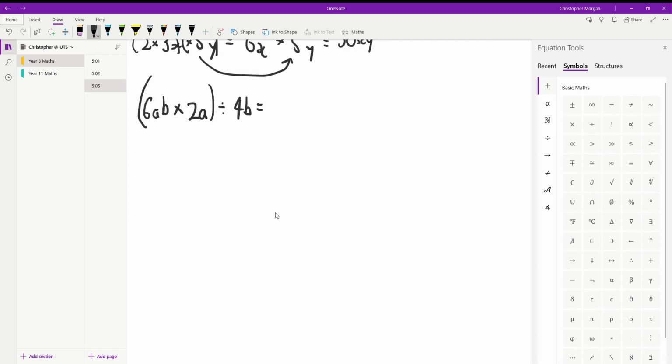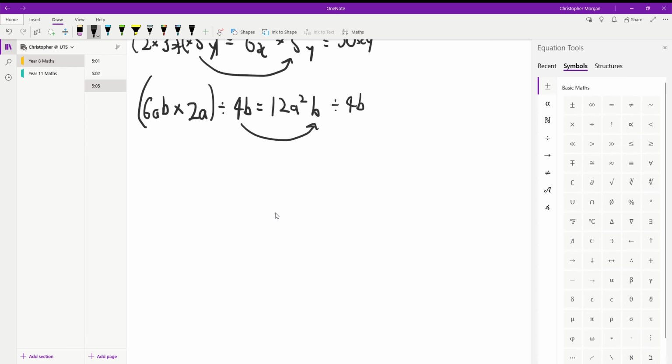6ab multiplied by 2a. Well, 6 times 2 is 12. We have a times a, which gives us a squared. And we have a multiplied by b, which gives us just b. Alright, now don't forget this last part. We need to add that on the end. We're going to divide by 4b.